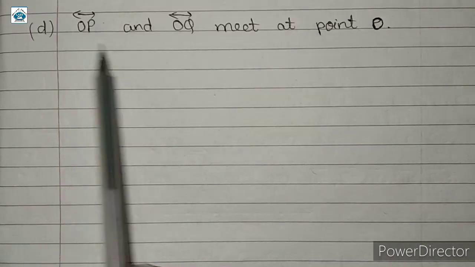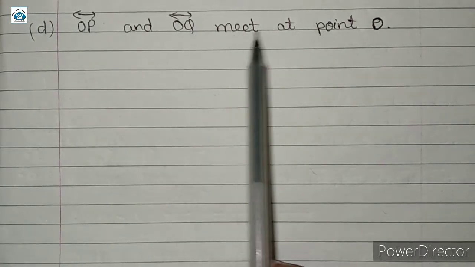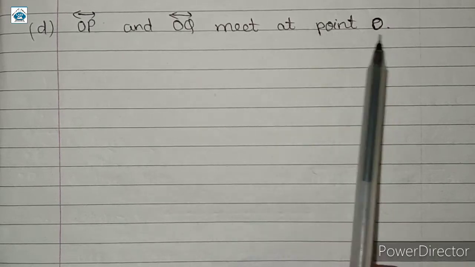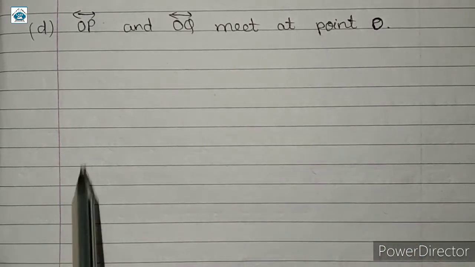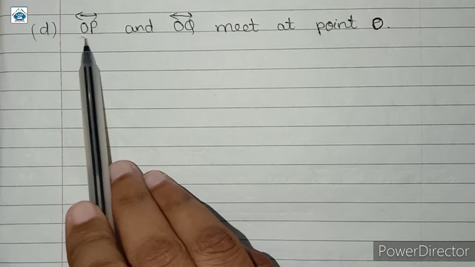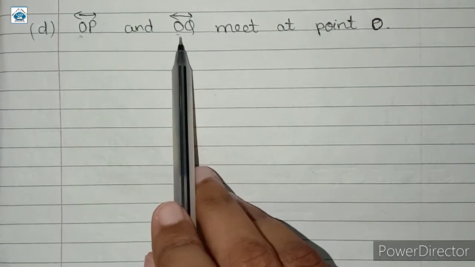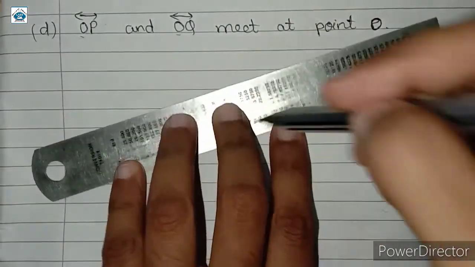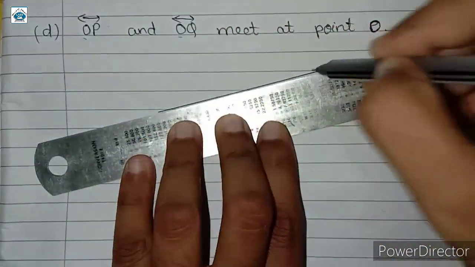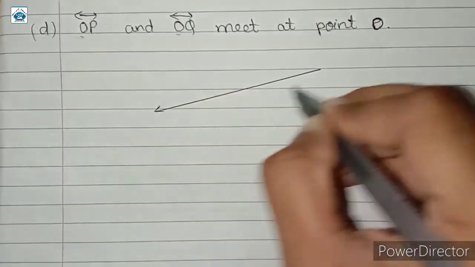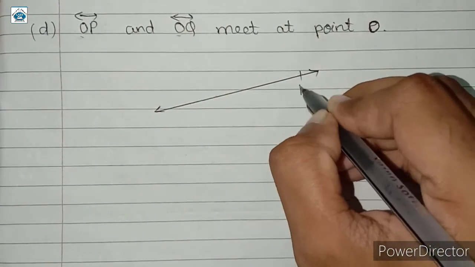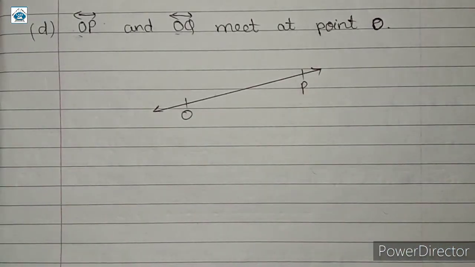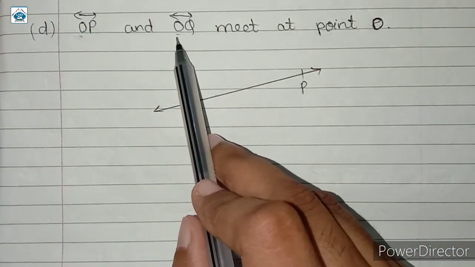Next, line OP and line OQ meet at point O. यानी कि ये दो lines जो है वो intersect करते हैं point O पे. Now in this line also we have point O. Similarly in this line also we have point O. So I'll be drawing one line firstly. I'll be drawing line OP. So I'll be naming this line as OP. This is line OP and here we have line OQ.